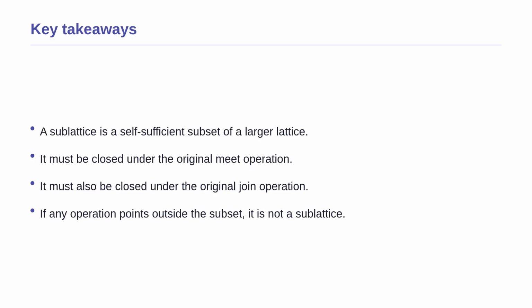To wrap up our lesson, let us review the most important ideas. First, a sublattice is simply a self-sufficient subset of a larger lattice, acting as a perfect miniature version of the parent structure. Second, it must contain the results of all meet and join operations for its own elements. Finally, if any operation forces you to look outside the subset to find the answer, the subset is broken. You have now covered the full topic of sublattices and you know exactly how to test them.